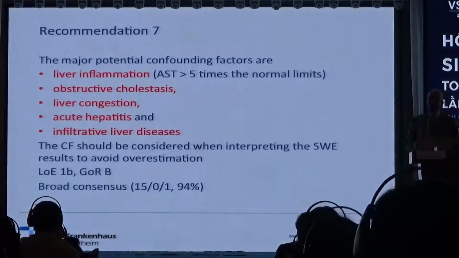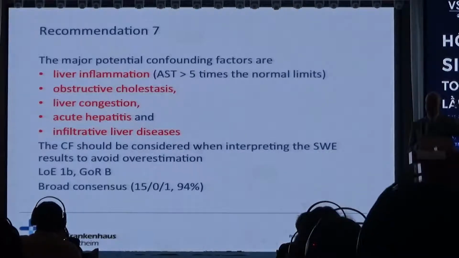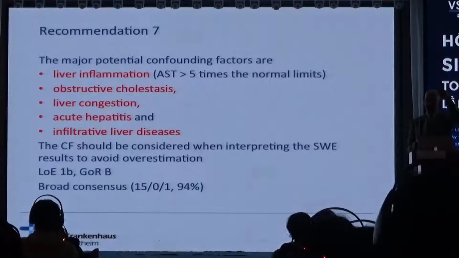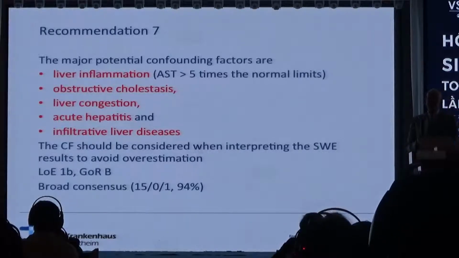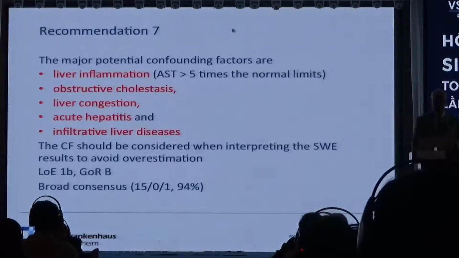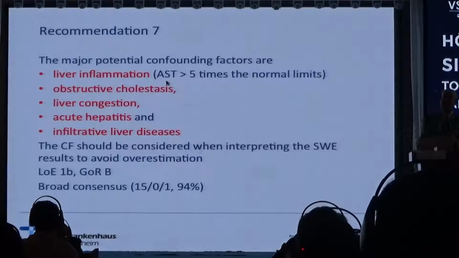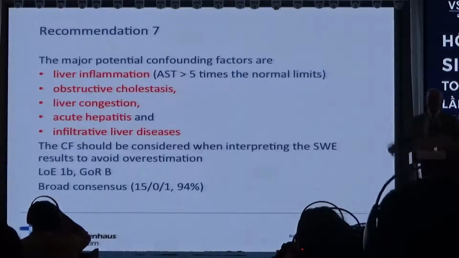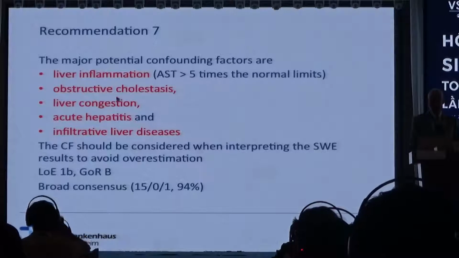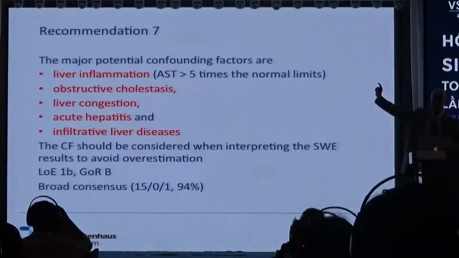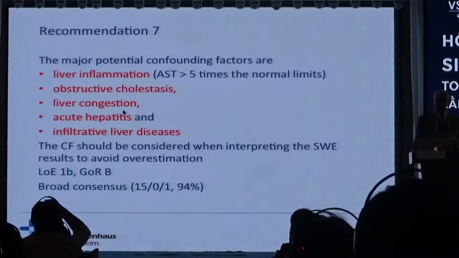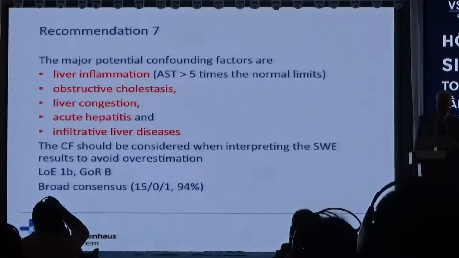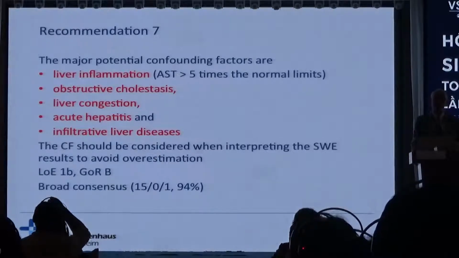Before you do your examination, have a fast, have a rest, measure below 10 millimeters of the liver capsule, and in your mind and knowledge, exclude liver inflammation. If the transaminases are 5 times higher, there's inflammatory activity, and the results may overestimate fibrosis. Exclude obstructive cholestasis. The bile duct should be normal. Exclude, most important, congestion. And exclude infiltrative liver disease. This is important to know before you push the button.